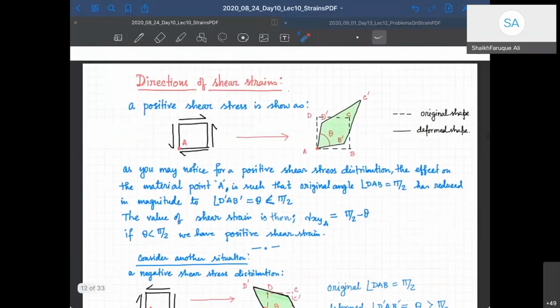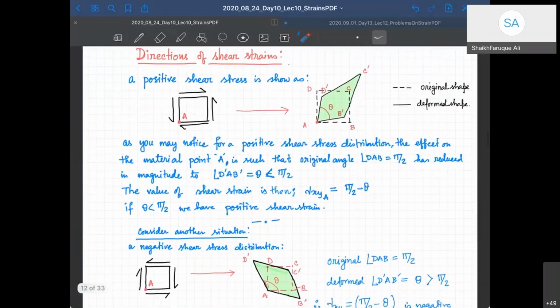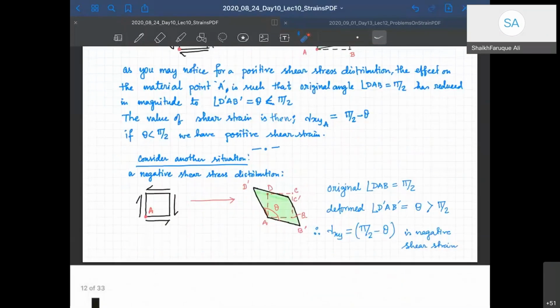This is explained very well in these notes that I have written for you. Please go through this. Whatever I have discussed is the same thing. The angle has moved to a lesser than 90 value, so it's positive. The angle has moved to a greater than 90 value, so it's negative. So you can see the shear directions are also negative here.